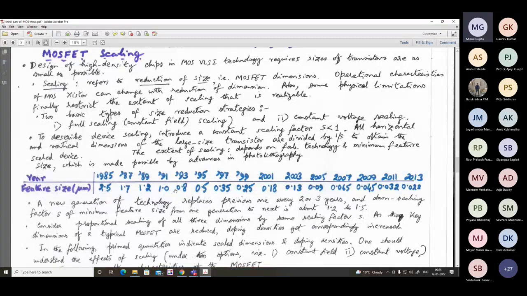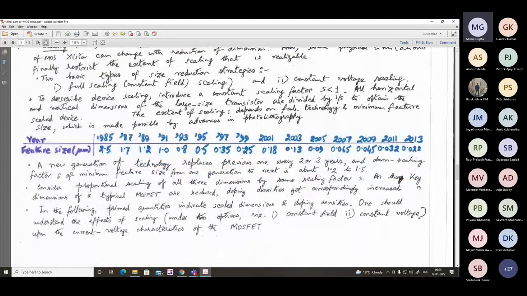Starting in 1985, say, feature size of 2.5 micrometer. Feature size means we are talking about the channel length and channel width and so on. Currently to 2013, this is also very old. Presently we are showing say 14 nanometer or 7 nanometer nowadays. A new generation of technology replaces the previous one every 2 or 3 years, and the downscaling factor of minimum size is about 1.2 to 1.5.